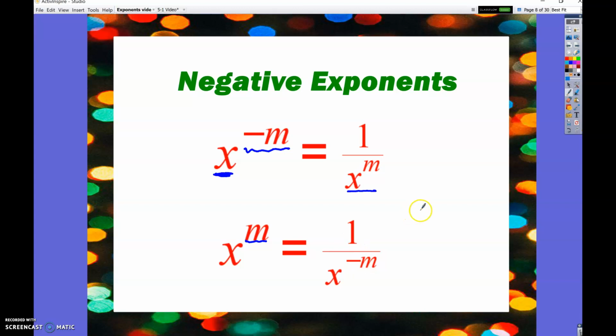Something that could happen also is if you had started with something like this. I know normally we read left to right, but if you ever have a negative exponent in your denominator to start, move it up top. So again, we would write that back as x to the m in the numerator.